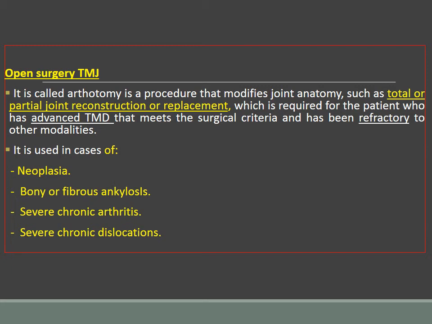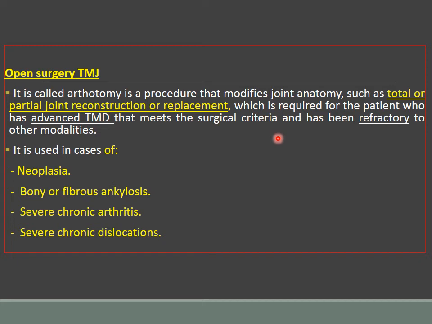For the last method for the treatment of the TM joint, and the rare method, is the open surgery. Open surgery for the TM joint, and this is a rare procedure, but sometimes it is indicated primarily. It is called arthrotomy. It's a procedure that modifies the joint anatomy، يعني يغير في طبيعة الجوينت، such as total or partial joint reconstruction or replacement.